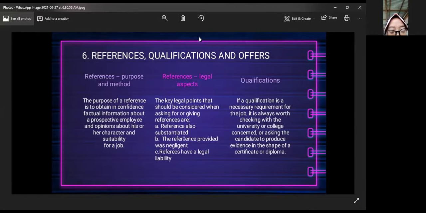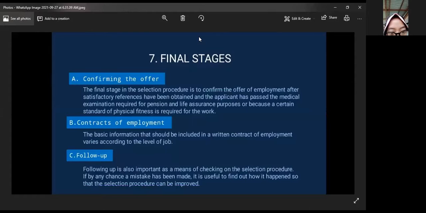Next slide, please, Arsa. Okay. The last point is the final stage. The final stage has three points. The first point is confirm the offer. The final stage in the selection procedure is to confirm the offer of employment after satisfactory references have been obtained and the applicants have passed the medical examinations required for pension and life assurance purposes, or because a certain standard of physical fitness is required for the work.